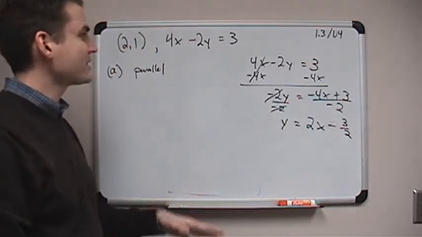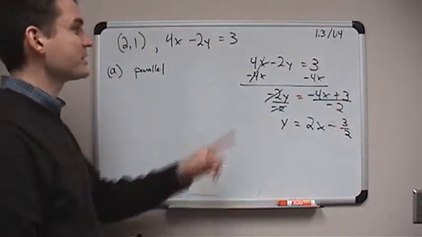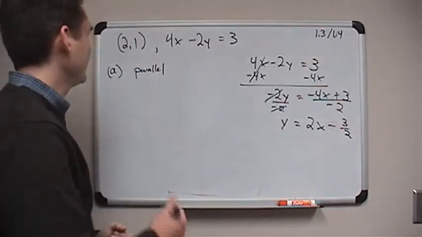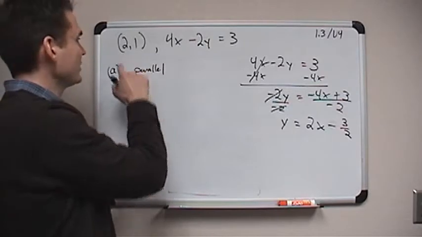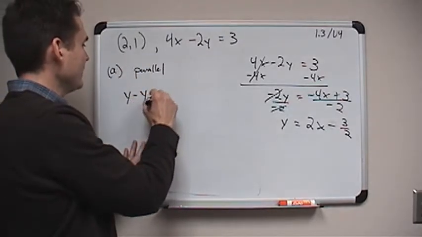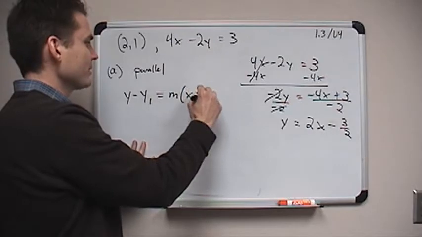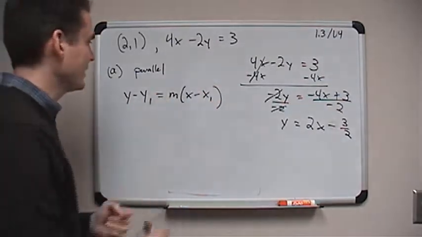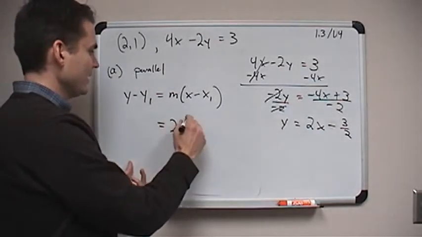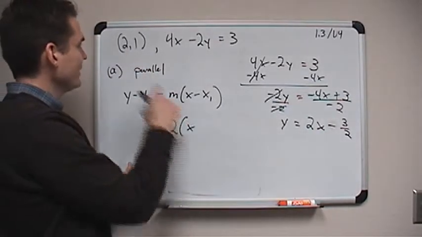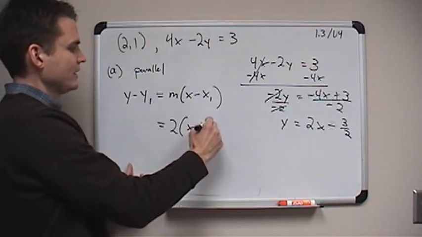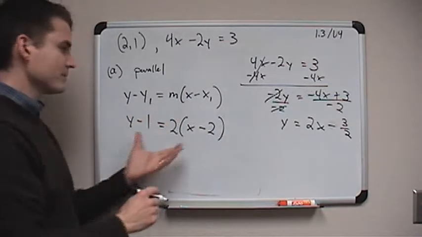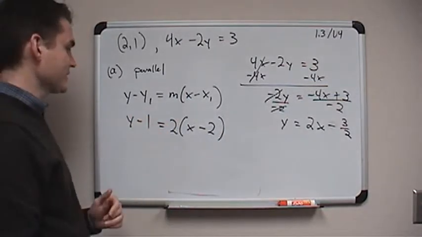Now in part A they wanted us to find the equation of a new line which is parallel to this one, so the slope has to also be 2. The new line contains the point (2, 1), so I'm ready to use the point-slope formula. Since the line is parallel to the one we started with, the slope is 2, and since it contains this point, there's my x1 and there's my y1. Just plug those into the formula. This is the equation of the parallel line they asked us to find.